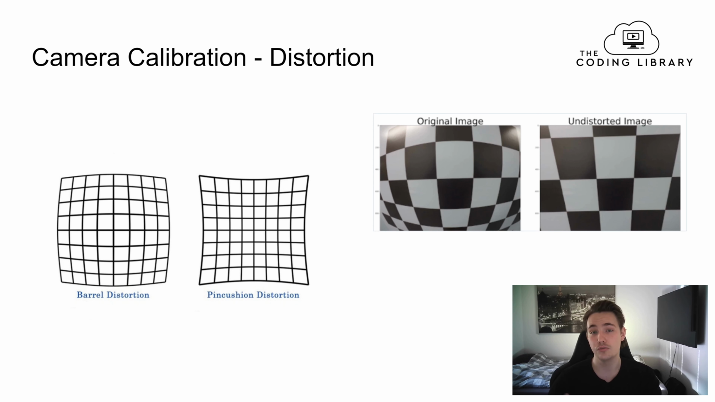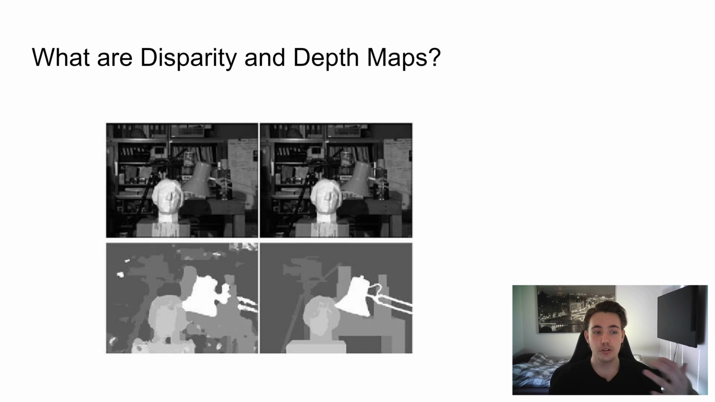So this is really useful and very important when we're talking about stereo vision, because we want to calculate the exact depth or distance to an object in an image. So now we're going to talk about what disparity and depth maps are.